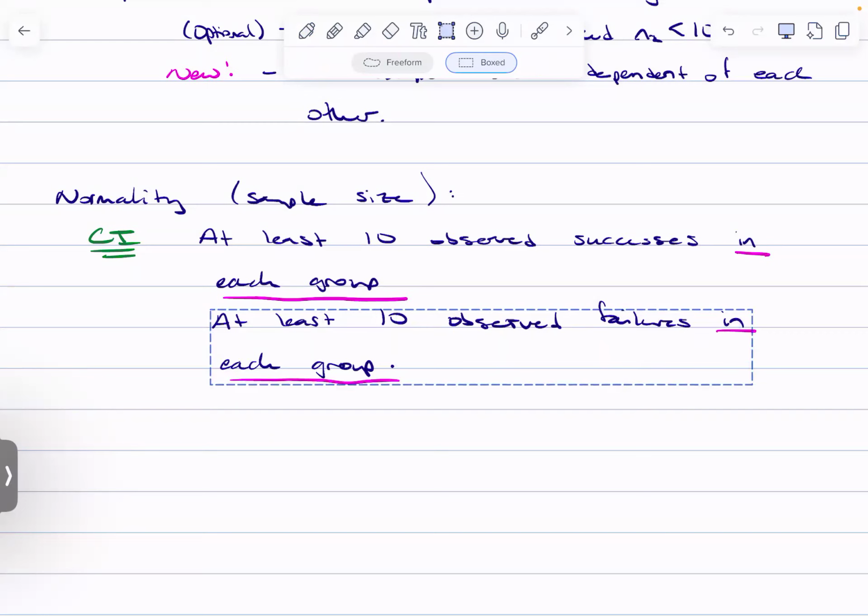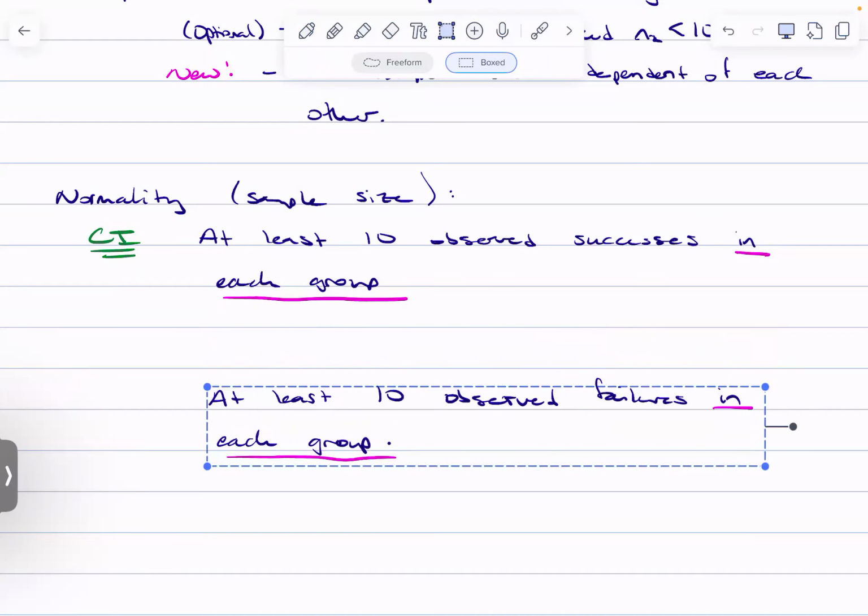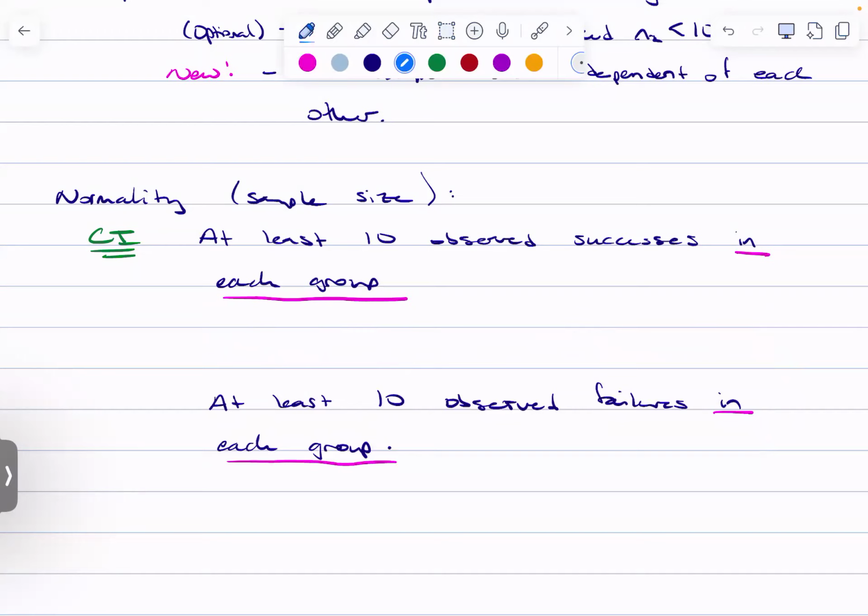And maybe I'll do the math here. Right. If you had to do this math, that's the same as x1, which if you don't have the exact number of successes, right, depending on how you got the information, it would be n1 times p1 hat has to be greater than or equal to 10. Right. Depending on what information you have. X2, which is n2 times p2 hat has to be greater than or equal to 10.